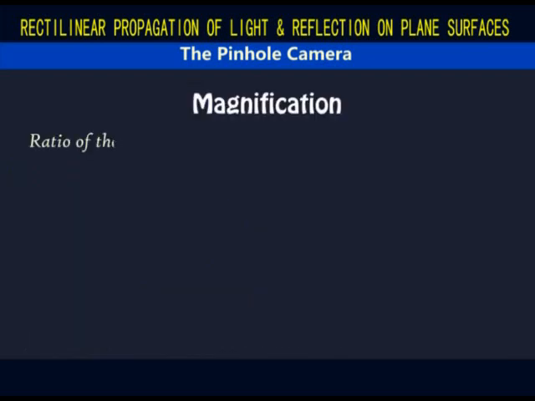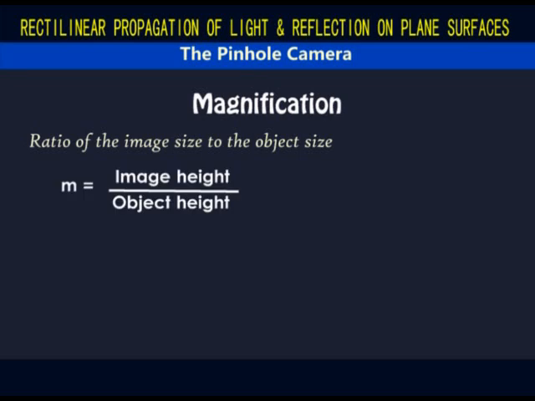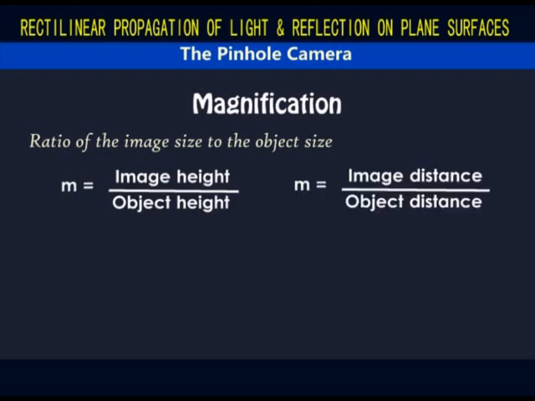The ratio of the size of the image to the size of the object is called magnification. We can also write it as the ratio of the height of the image to the height of the object. It can also be shown mathematically that magnification is equal to the image distance from the pinhole over the object distance from the pinhole.